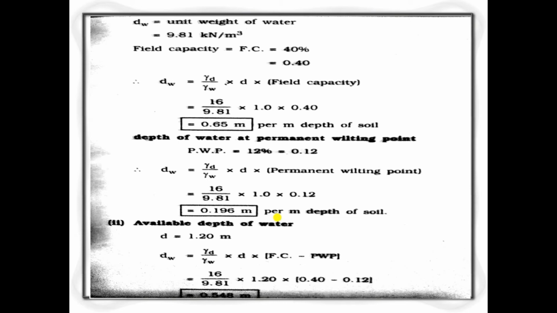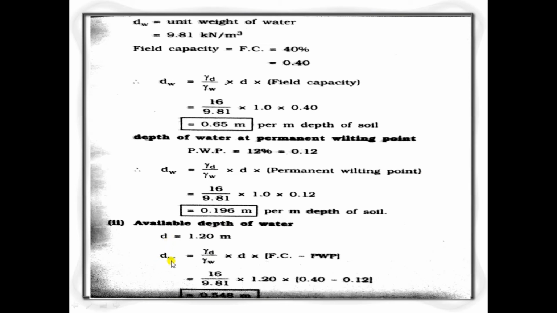At the wilting point, we know that the plant cannot survive during the daytime. Now the available depth of water D is given as 1.20 meter.